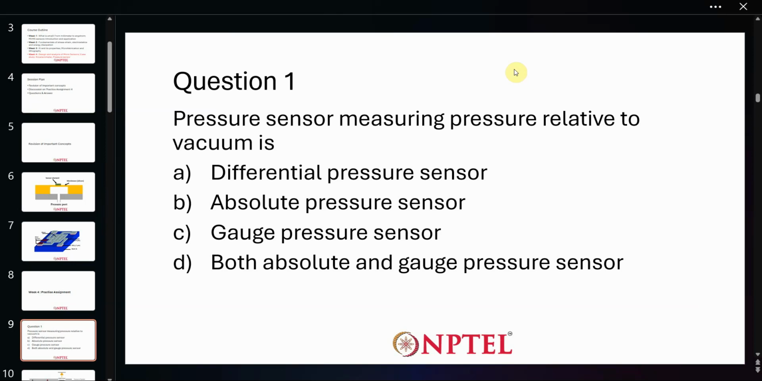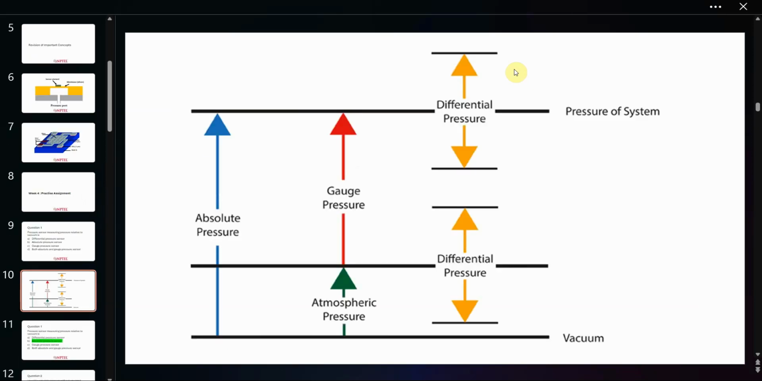So anything that is measured with respect to vacuum is called the absolute pressure. Anything that is measured with respect to atmosphere is called the gauge pressure. And when you are comparing two pressures, pressure A and pressure B, it is called the differential pressure. So that is how the three different types of pressure can be given. With respect to vacuum, absolute pressure; with respect to atmosphere, gauge pressure; and when measuring two different pressures, it is a differential pressure.